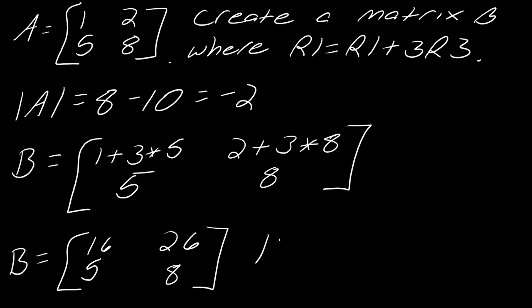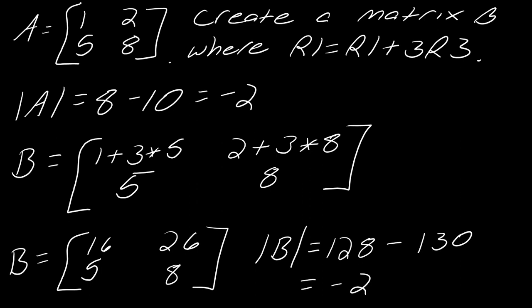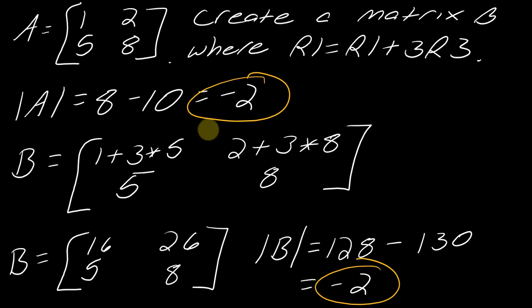So now, what's the value of this determinant? If I take 16 times 8, that's 128, and then 5 times 26 is 130. So what is the value of this determinant? It's still equal to negative 2. So even though I did that row transformation, notice that it did not change the value of the determinant. The determinants were equal.